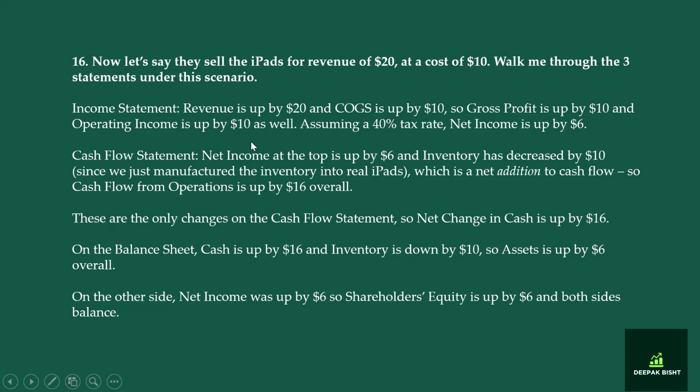Operating income will be 10, and assuming a 40% tax rate, net income will be 6. The cash flow statement starts from net income. Inventory has decreased by $10 because it was a cash outflow, which is netted in the cash flow. So the cash flow is up by 16.